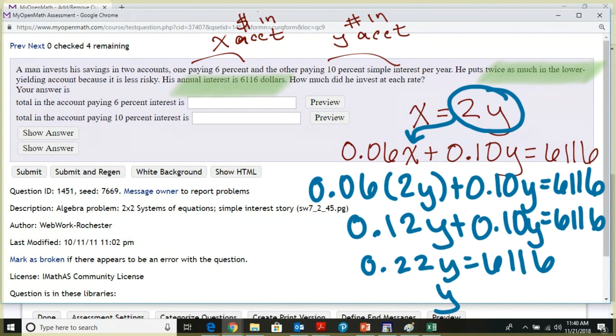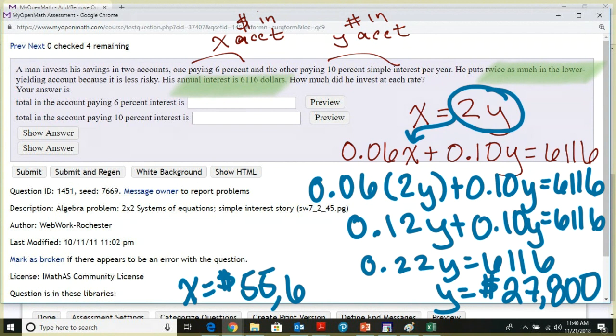Holy cow, $27,800. So that was in the higher risk one. That's the Y one. So it says he put twice that in the other account. So the X account must have $55,600 in it. Okay. So notice if you go back and read it, he has twice as much in the lower yielding one. Okay. I do have twice as much there.